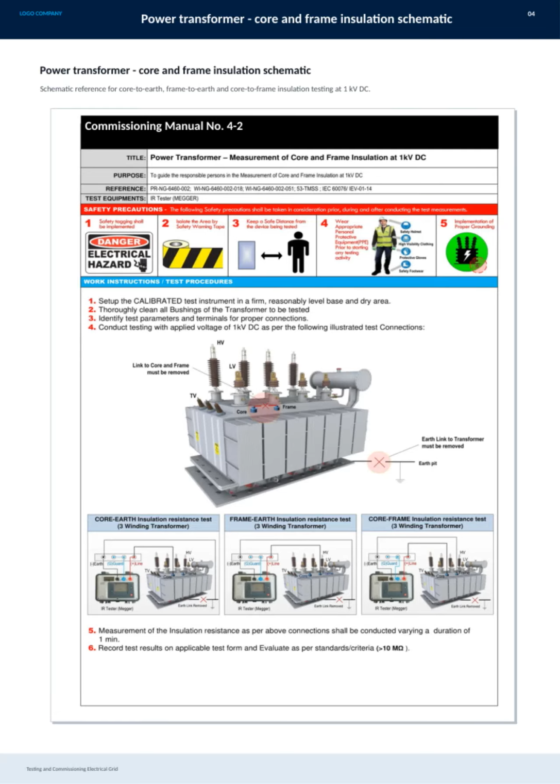Here we have a schematic related to the power transformer's core and frame insulation. This diagram is crucial because it outlines the testing points for core-to-earth, frame-to-earth, and core-to-frame insulation using 1 kV DC. Understanding this schematic is essential for ensuring the insulation integrity during commissioning. This step helps verify that the transformer will operate safely within the electrical grid without insulation failures. The information is detailed in Commissioning Manual number 4-2, providing us with the standardized procedure for these tests.